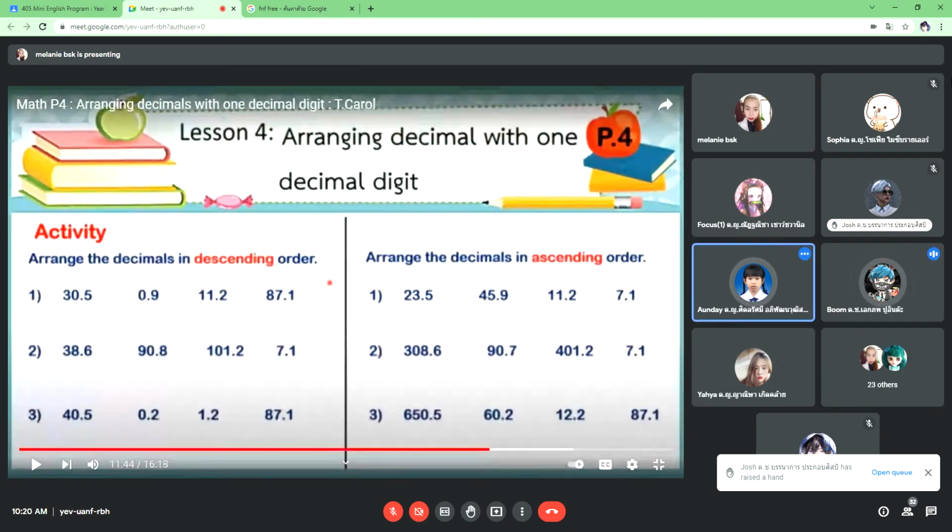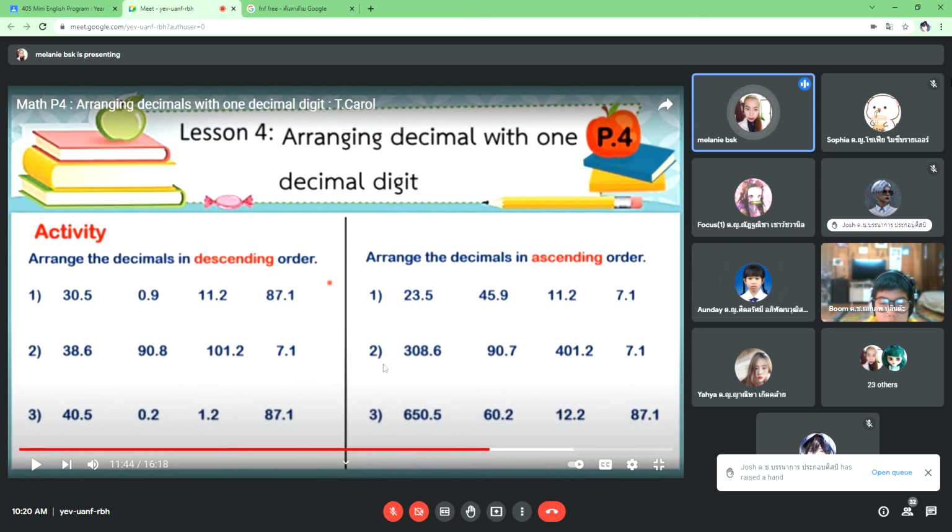7.1. The next? 11.2. Great job. The next one? 23.5. Okay, and the last one? 45.9. Okay, now we're going to the next, number 2. What would be the first? 7.1.